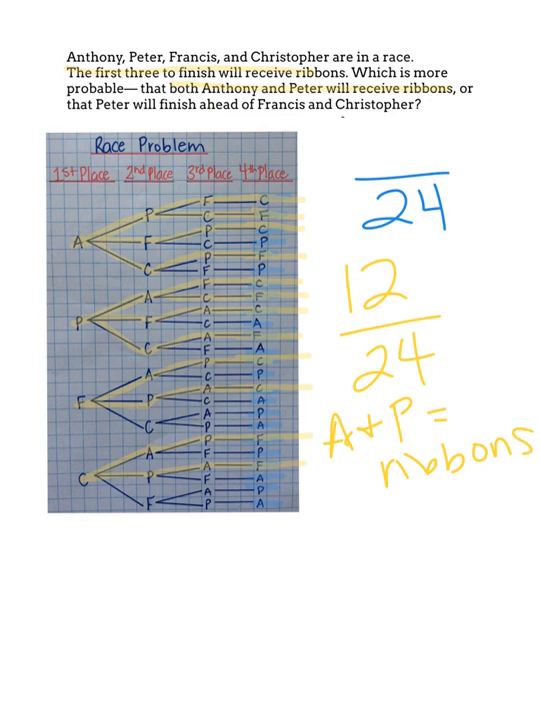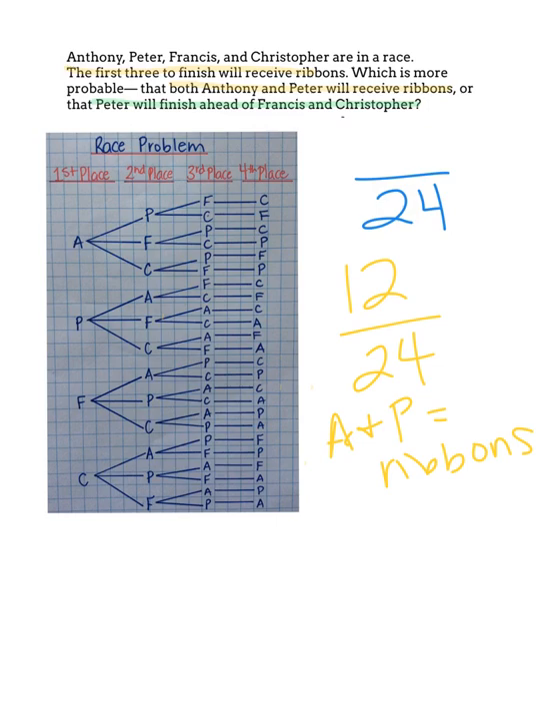Okay, let's now check out, and I think what I'll do is I'll erase all of this highlighting so that it's not so confusing to follow before we move on to the next scenario. So the situation we are comparing to is Peter will finish ahead of Francis and Christopher. So Peter finishing ahead of Francis and Christopher. What I'm looking for is the P to come before both the F and the C.